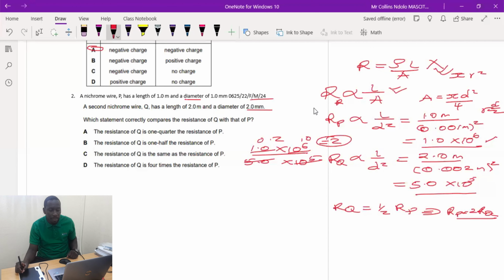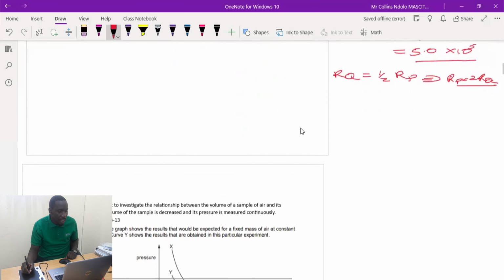And when you go back to the multiple choice, you can realize there is no quarter anywhere. 4 times is not anywhere, same as nowhere. So you can see clearly the answer is B. So resistance of Q is 1/2 the resistance of P.